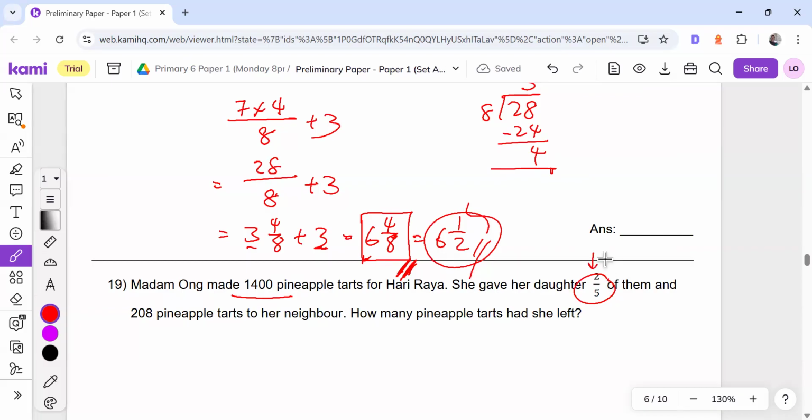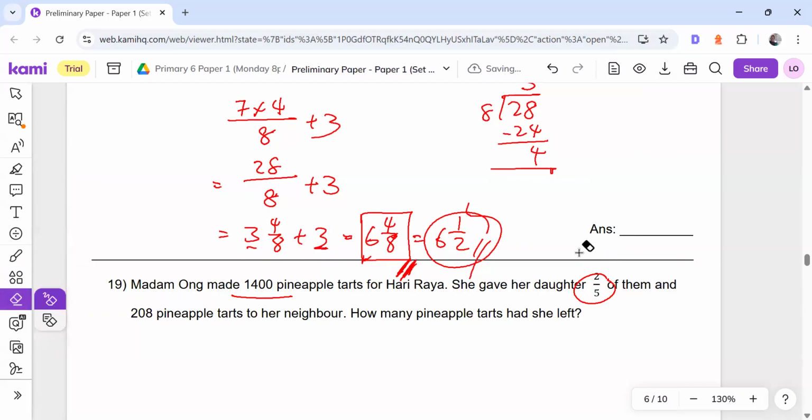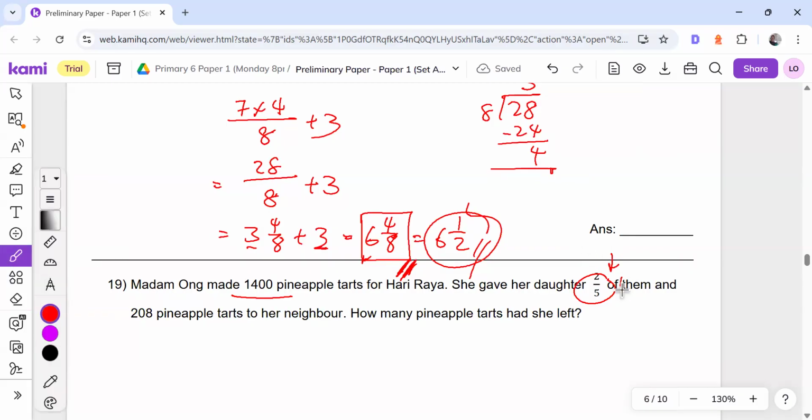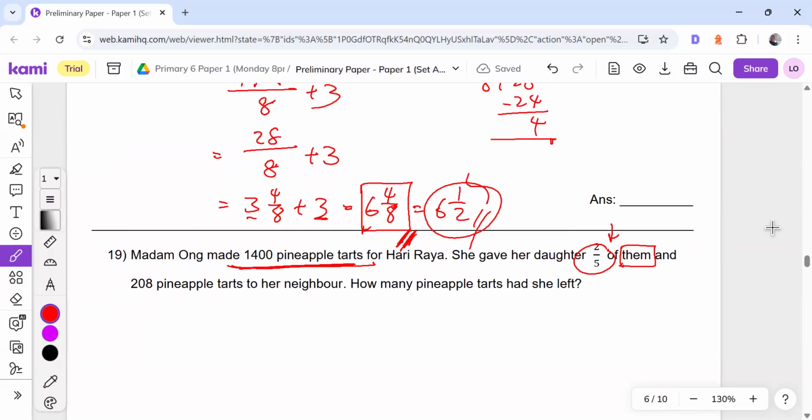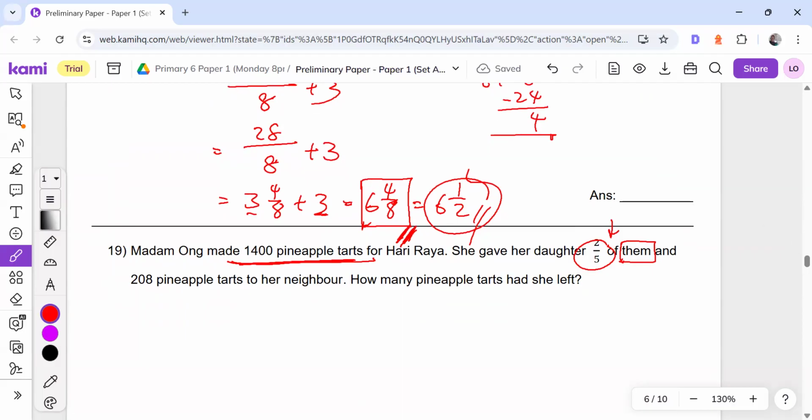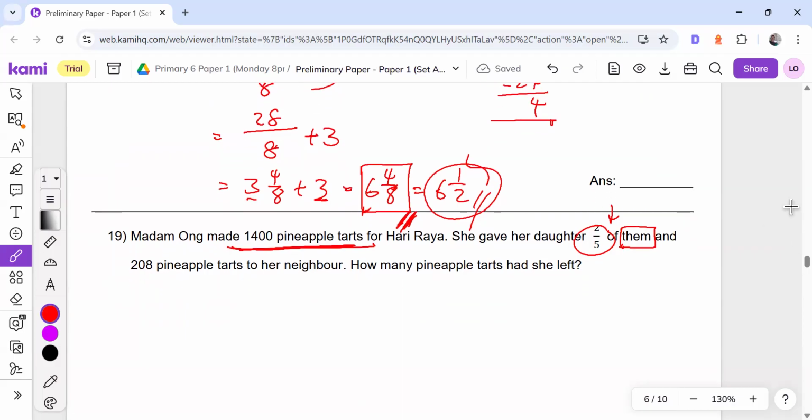What is this fraction talking about? Look at what's behind the "of". Of what? Of them. What is "them"? The pineapple tarts. So she gave her daughter 2/5 of them. Now, if you don't want to draw a model, which is quite easy to do, then 2/5 of... remember the percentage, "of" is times.